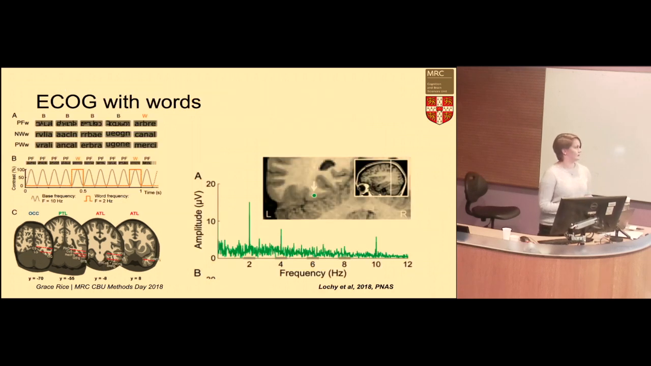And you can also do this with the word stimuli. Again, this is a plot in one patient, this time in the left posterior fusiform, and you can see the harmonic responses to the words that were repeating at 2 Hertz as well. And you can build up a similar map of where responds to words embedded in different types of stimuli.